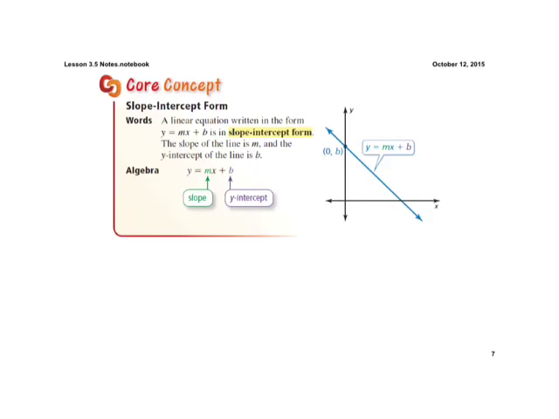Slope-intercept form, we've been talking about this before. y equals mx plus b. That is our slope-intercept form. M is our slope. B is our y-intercept. Remember, y-intercept is where it crosses the y-axis. So again, m is our slope, b is our y-intercept. Those are the two things we want to pick out from this form.